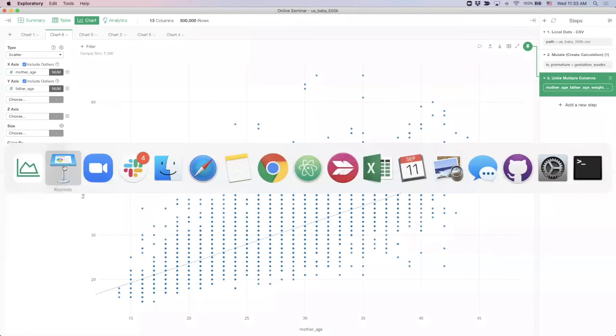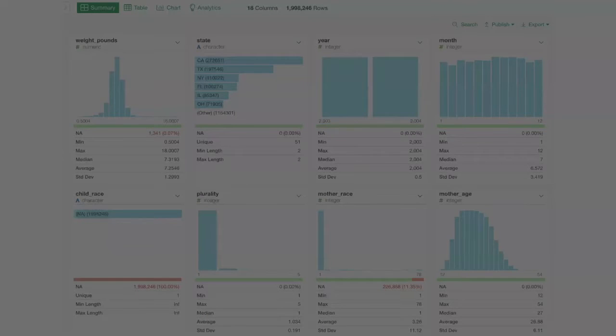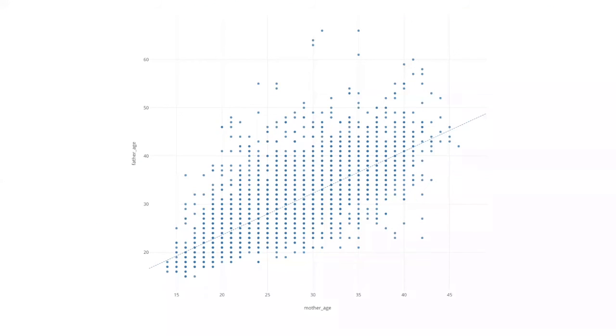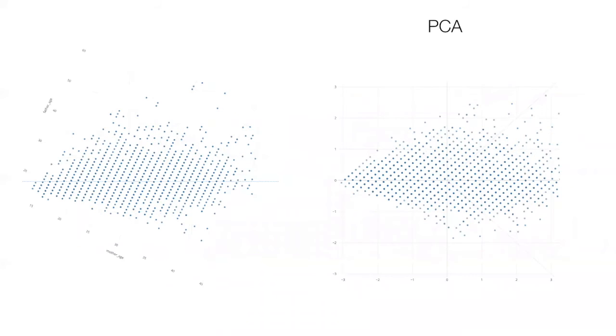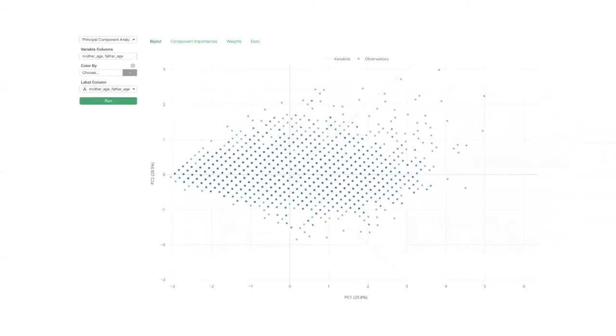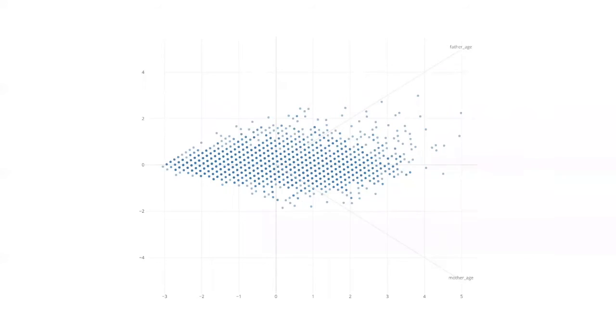So I just wrote something here. So this is what we have. And if we rotate this scatter plot, which now has the trend line, and try to make the trend line horizontal, then mother age and father age are going in kind of perpendicular directions now, right? And PCA is basically going to do a very similar thing, okay? And once you get this, then we can start understanding the data in a very interesting way.